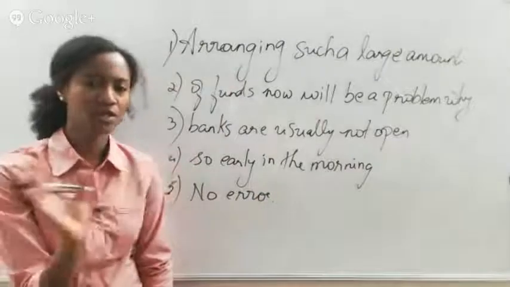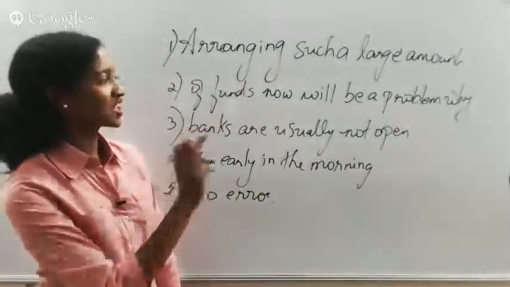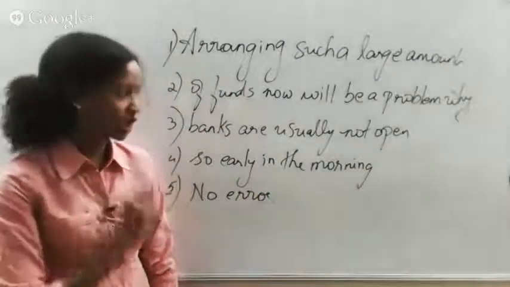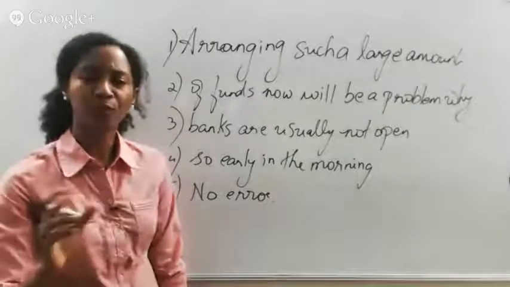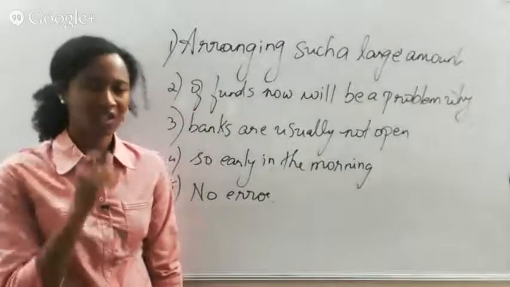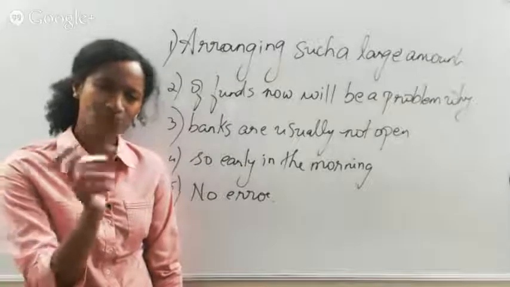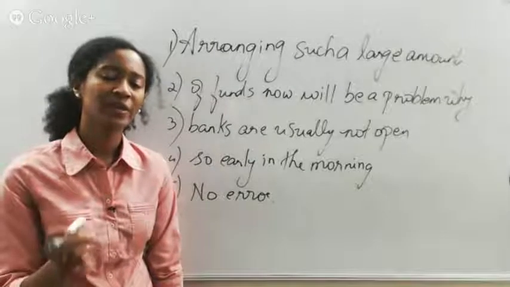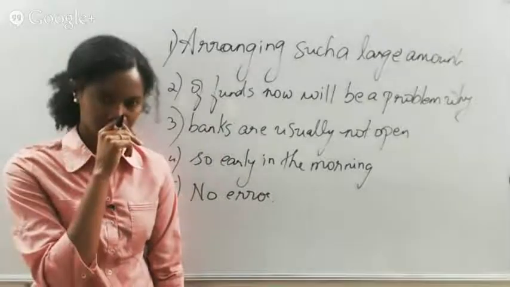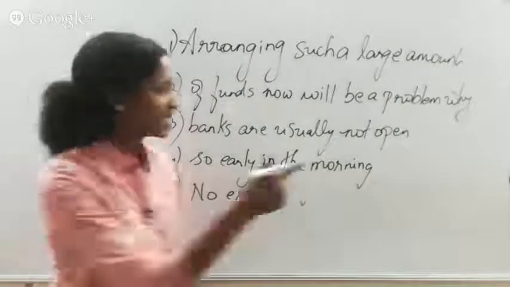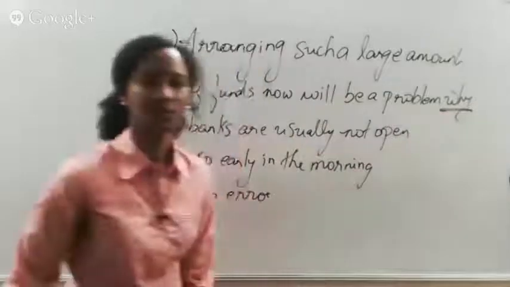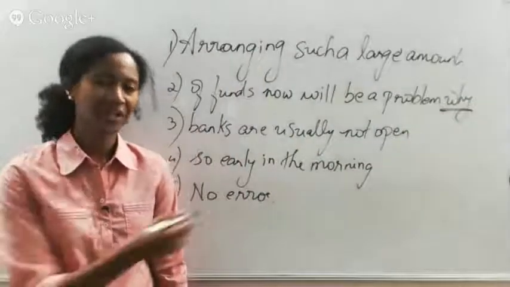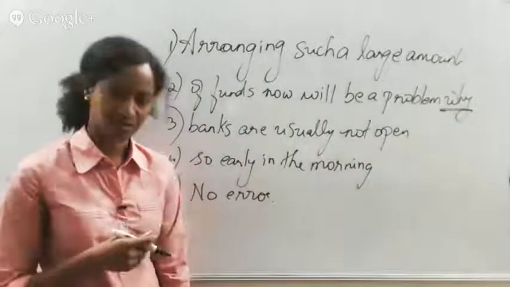Identify the two clauses. Arranging such a large amount of funds now will be a problem. One clause. Banks are usually not open so early in the morning. Second clause. Now in this sentence, I have a question instead of a conjunction giving me the meaning of reason. What is that? Why do I need this why here? It's a question, right? Why do I need a question in the middle of a sentence?